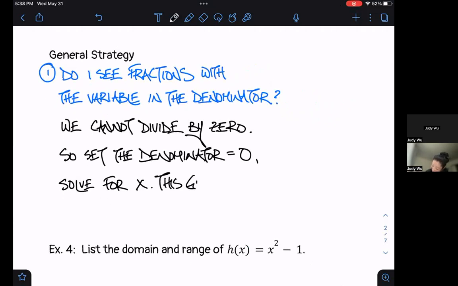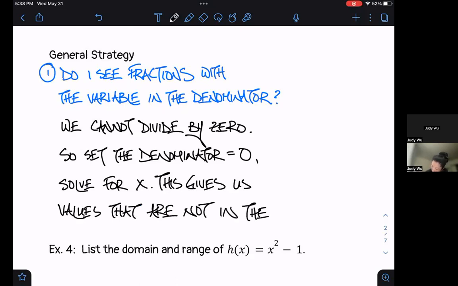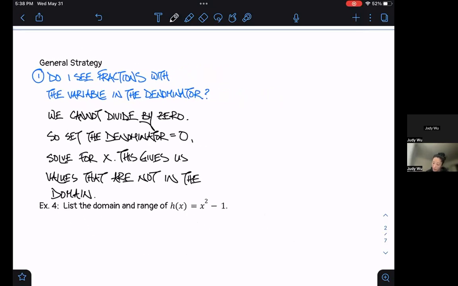This gives us values that are not in the domain, right? This gives us values that are not in the domain. All right. Let's pause here for a moment.